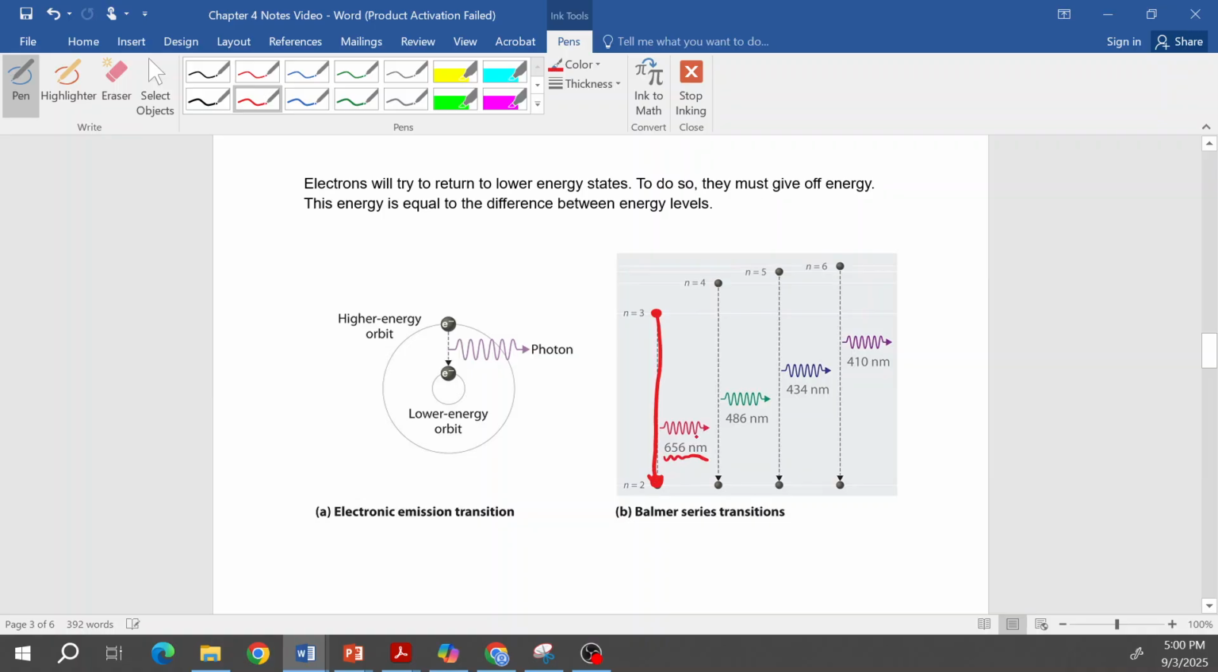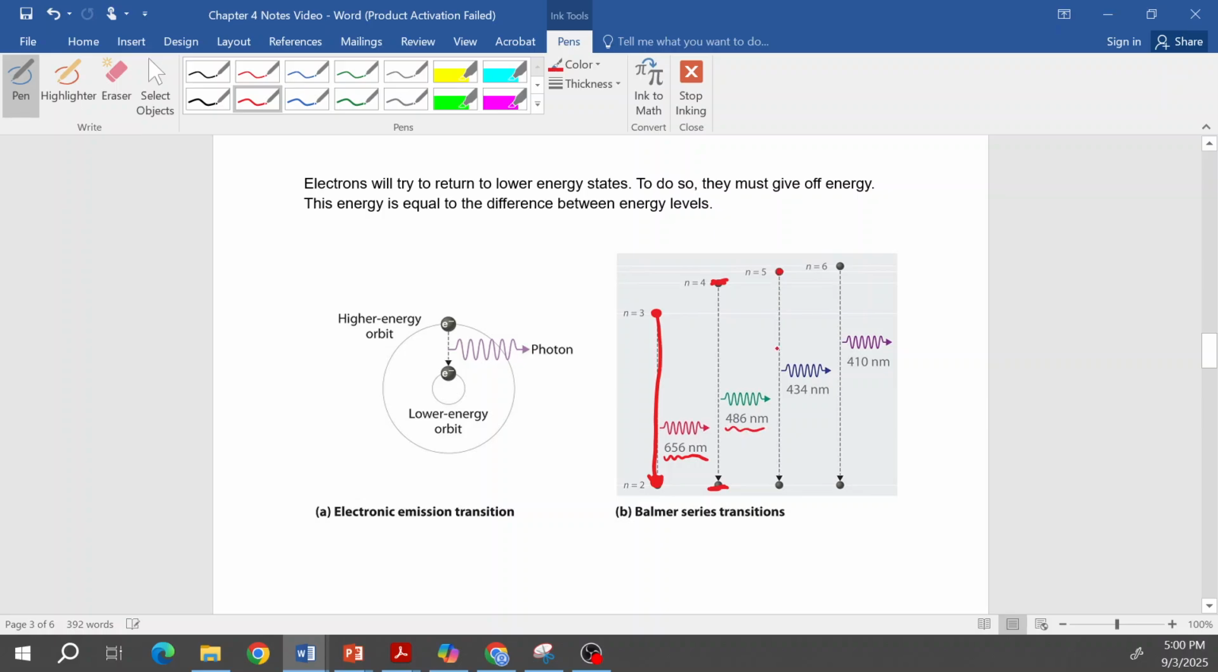So it gives off red color. Red color has the lowest frequency, it has the lowest energy, and so jumping from third to second, it gives off a red color. Jumping from fourth to second gives off slightly higher energy because there's more energy between fourth and second, and that energy, because it's higher energy, becomes green.